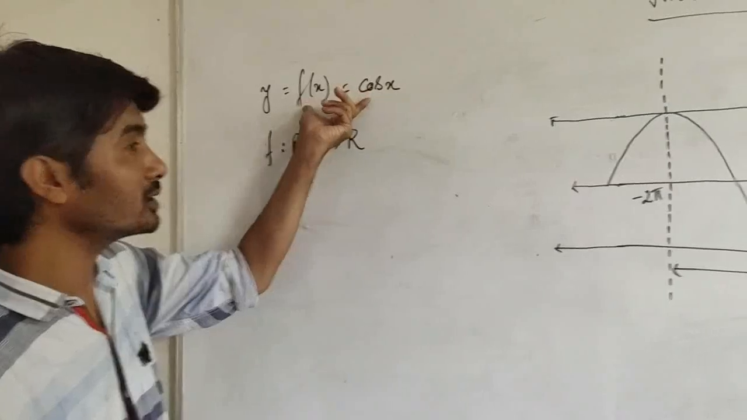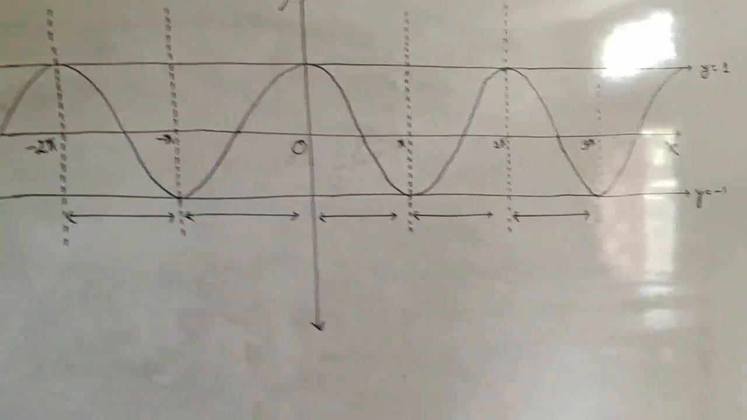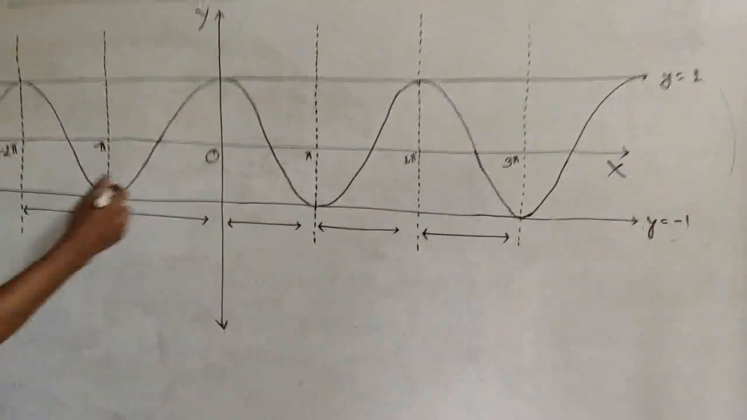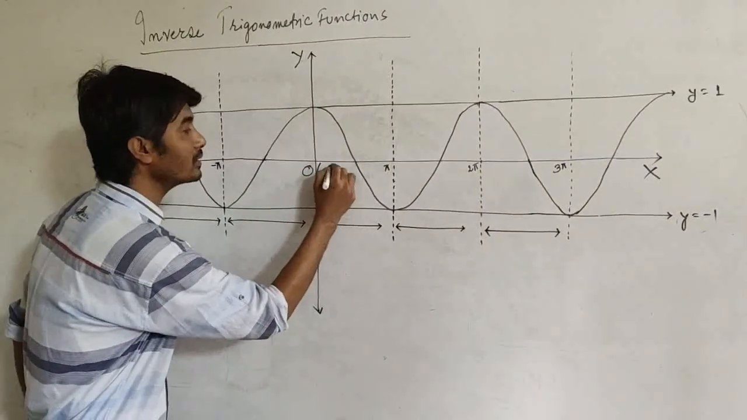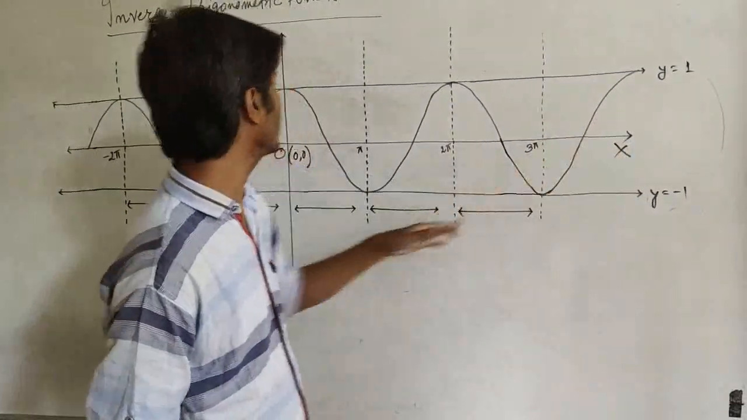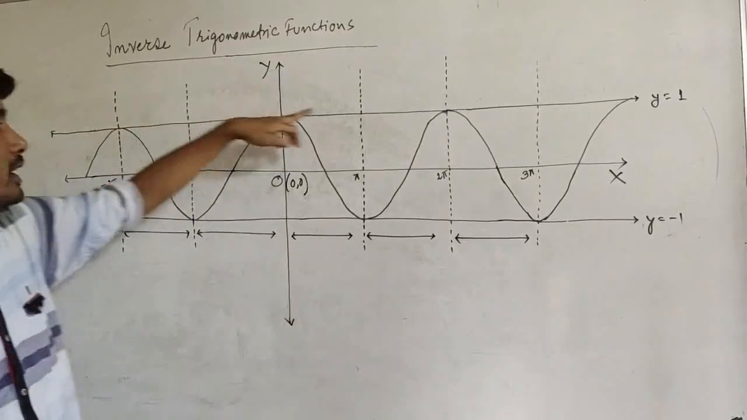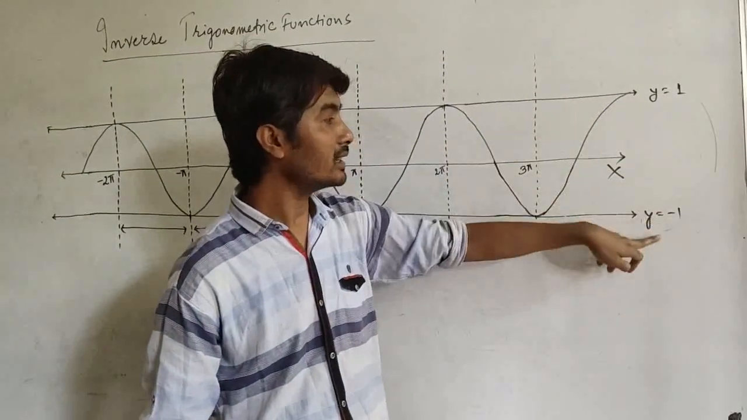Let us take the graph of the cos x function. This is the graph of our cos x function, and this is the origin. You see this one is our x axis, this one is the y axis, and this is the line y equal to 1. And this is the line y equal to minus 1.